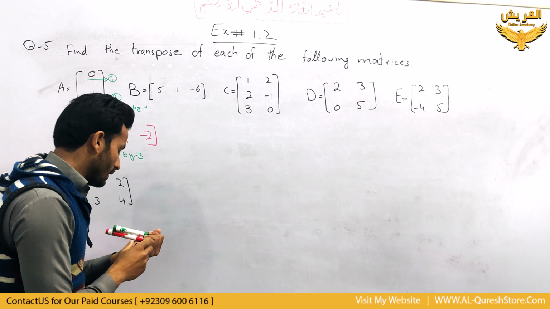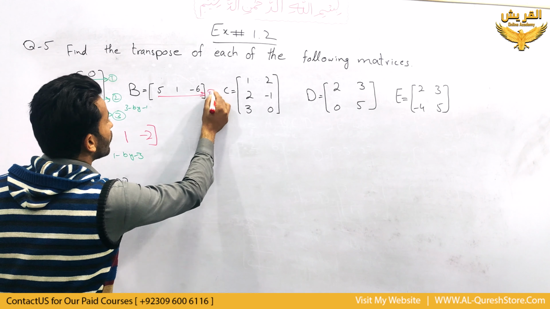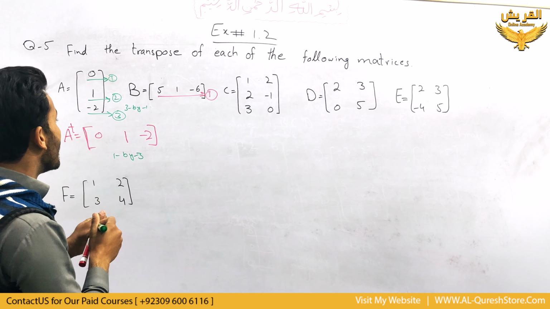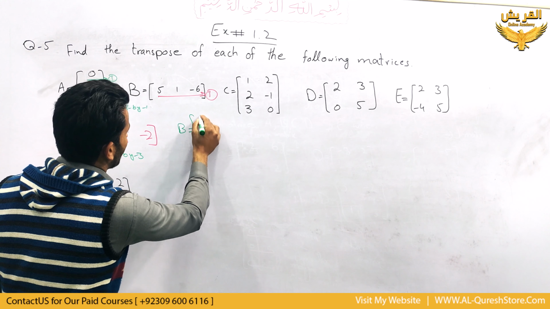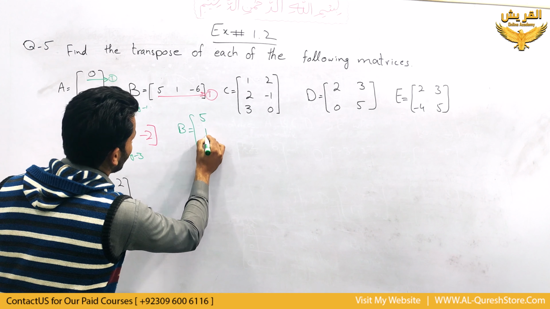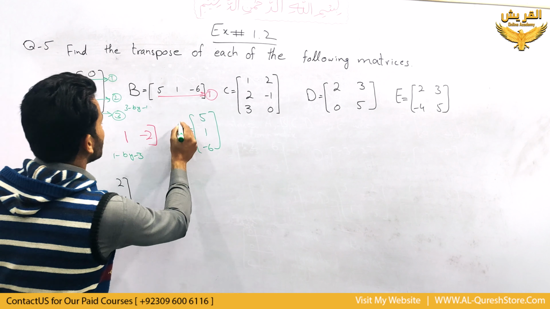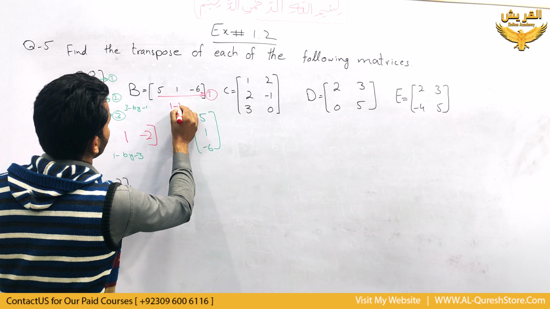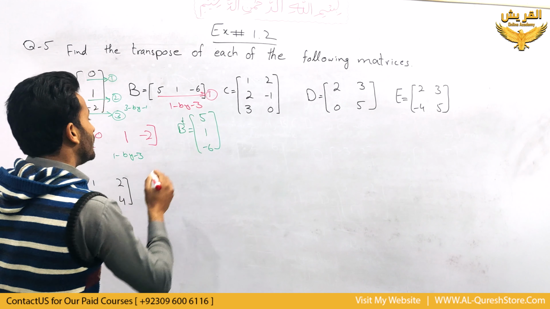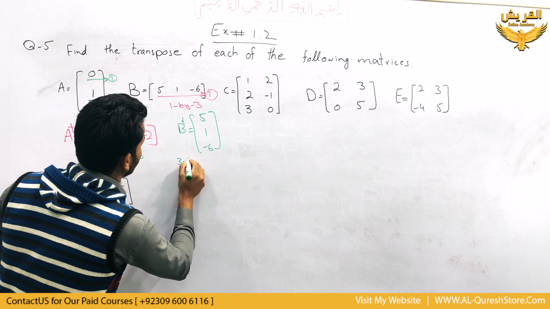Here the next one, we can see it has only a single row, so a single row changes into a single column, and matrix B is equal to first row 5, second element 1, and third one -6. The matrix B is of order 1 by 3, but B transpose has order 3 by 1.